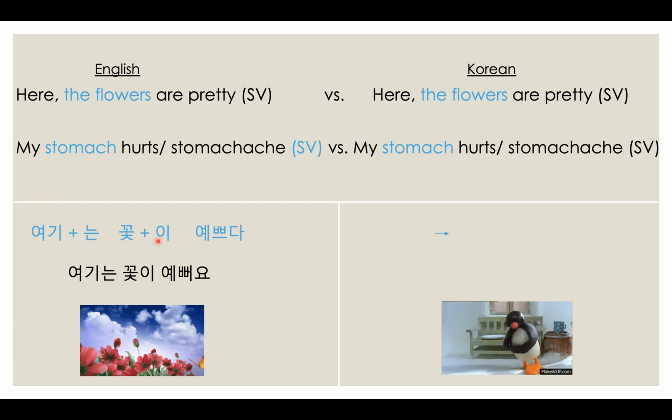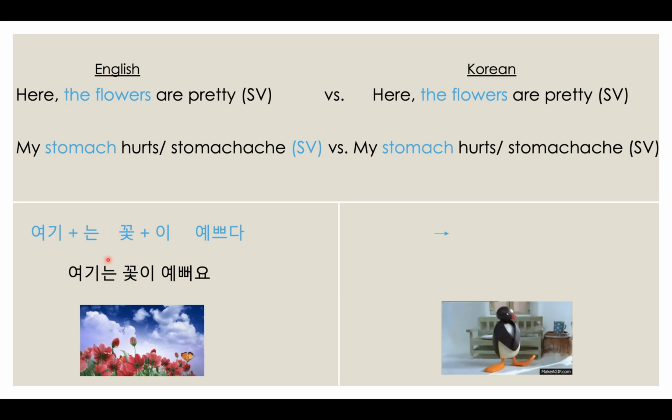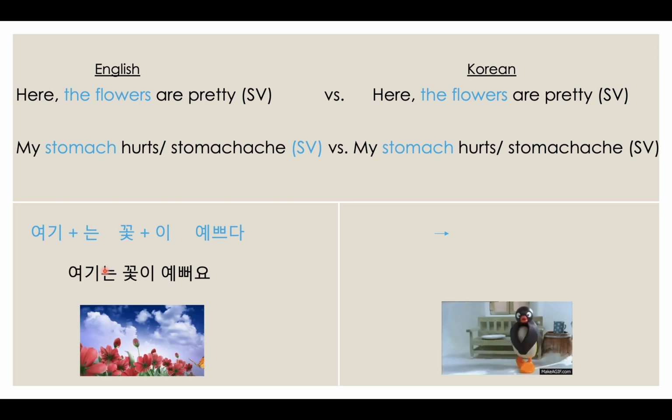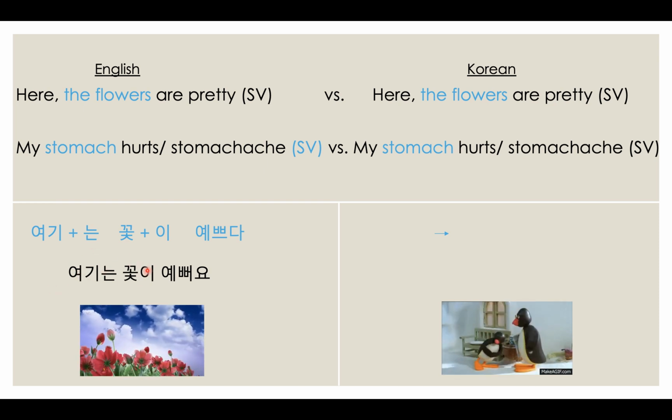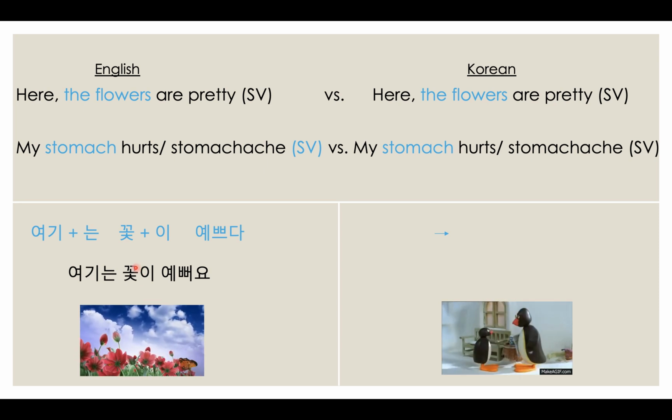And again, because 예쁘다 is a descriptive verb, an adjective, you can use either 는 or 은 or 이 or 가, but because we already have 은 or 는 here for "here," you would go ahead and use 이. 꽃이. 여기는 꽃이 예뻐요.